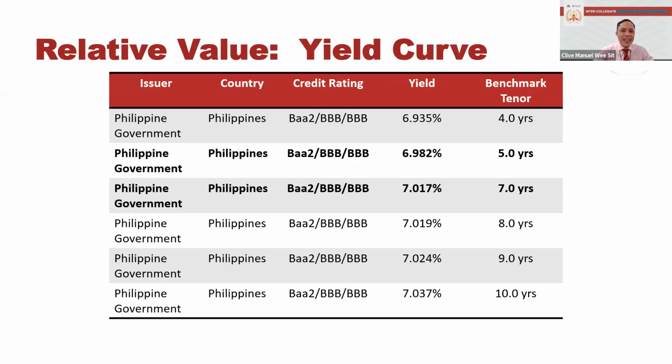So that's the reason why in this example, I've chosen the 5-year and the 7-year tenor as the securities with the highest relative value, because they have the lowest level of risk for a similar yield profile. You'll notice lahat sila nasa around 7%, right? But because the 5-year tenor and the 7-year tenor are the lowest risk for the same yield, these have the relative value. I hope that's clear.